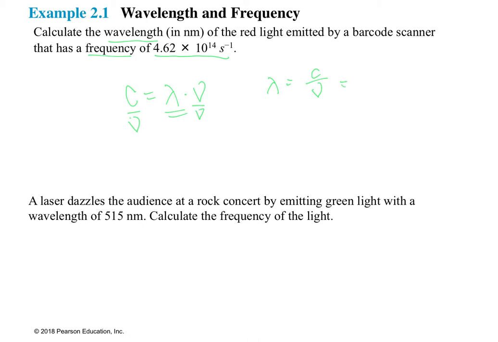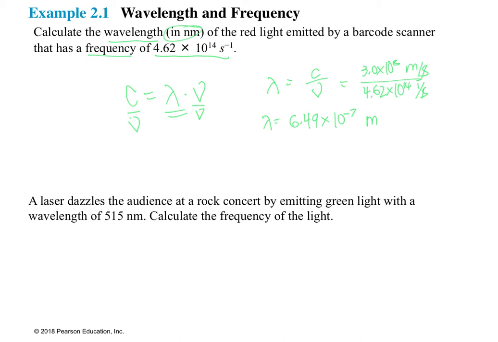The speed of light is 3.0 times 10 to the 8 meters per second. The frequency is 4.62 times 10 to the 14 inverse seconds, which is 1 over seconds. So you can see that the seconds cancel out. And then what we get here is the answer for the wavelength equals 6.49 times 10 to the -7 meters, but we want it in nanometers.